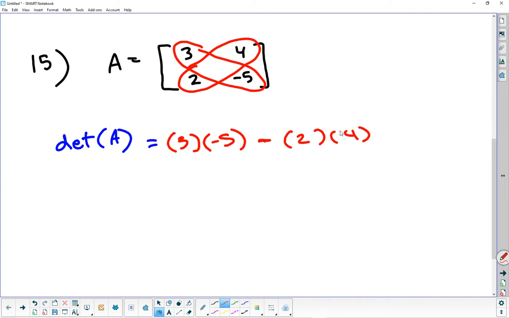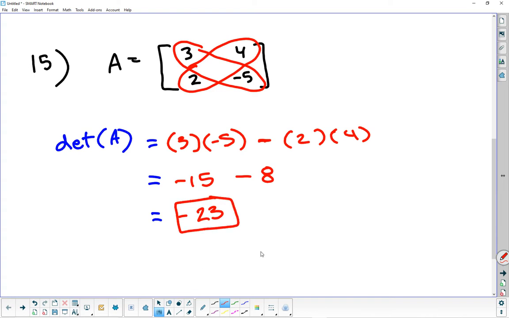If it's negative, you just multiply the negatives as well, like how this one is. So you work it out. 3 times negative 5 is negative 15. Minus, and 2 times 4 is 8. So your determinant of matrix A is negative 15 minus 8, or your final answer is negative 23. The determinant of matrix A is negative 23.